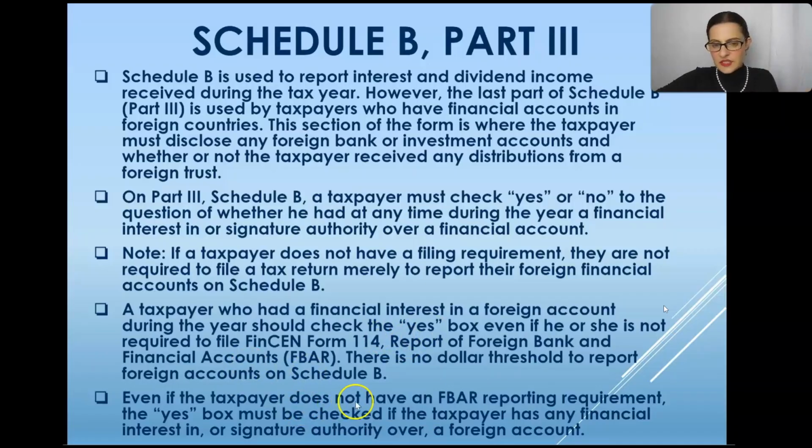Even if the taxpayer does not have an FBAR reporting requirement, the yes box must be checked if the taxpayer has any financial interest in or signature authority over a foreign account.